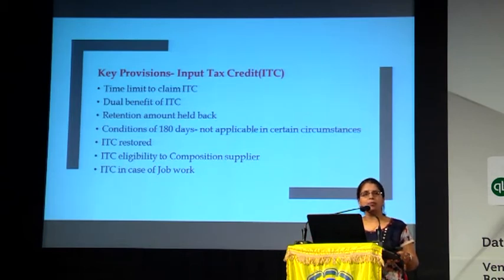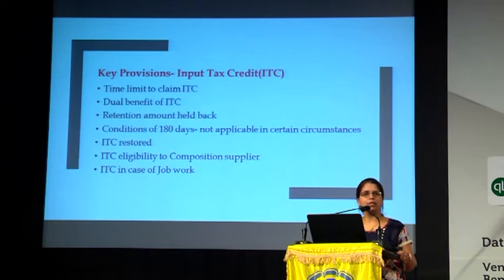ITC eligibility to composition suppliers. As we all are aware, composition suppliers are not eligible for any ITC, but still the composition suppliers are required to give the details of input tax credit as ineligible or reversed. The 2A is also reflected to your composition supplier. So that is additional information for the composition supplier. It doesn't matter for them whether it is eligible or ineligible.